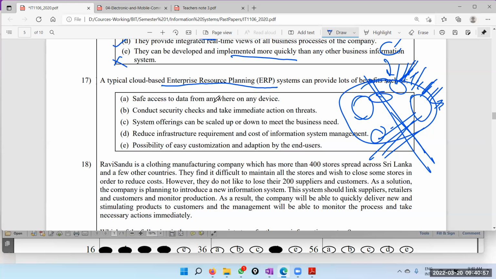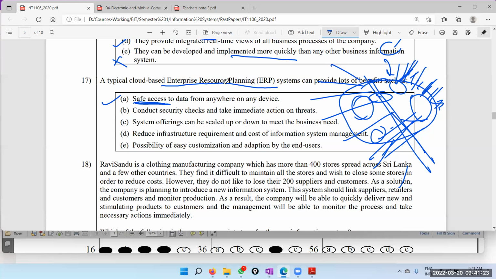Safe access to data from anywhere on any device. So in general, yes, right? Because when it is cloud-based, from anywhere, from any device, you can access it, right? Correct. I don't know whether "safe access" is a good term, right? Because when it is anywhere, any device, there are some security concerns.